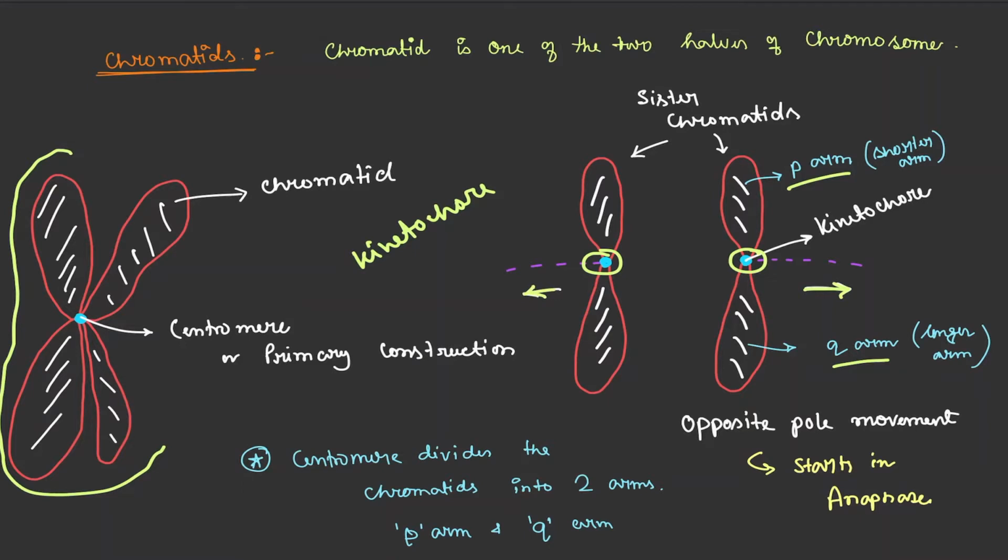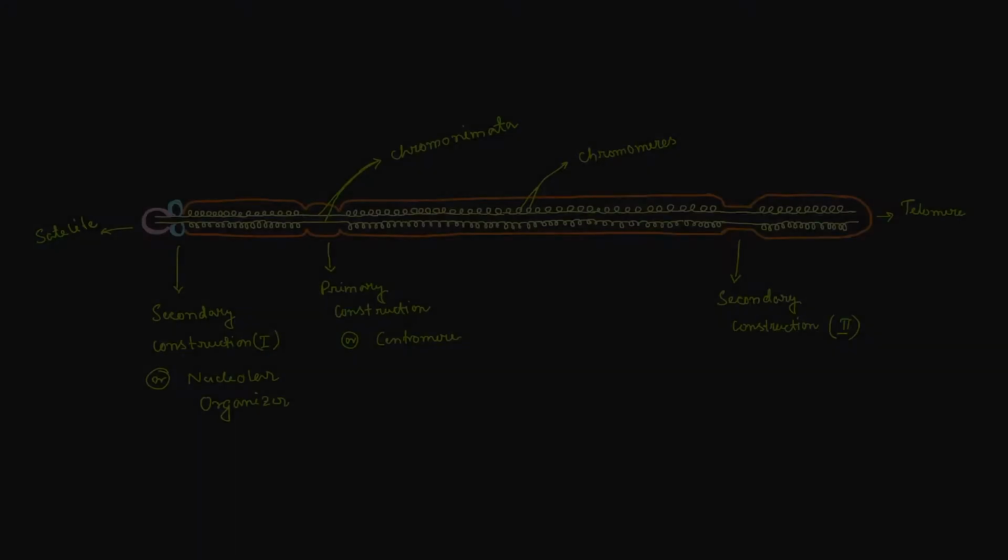Here I have shown this picture. This chromatid is pulled in this side and this chromatid is pulled in this side. So they are pulled in opposite directions towards the poles of the dividing cell.